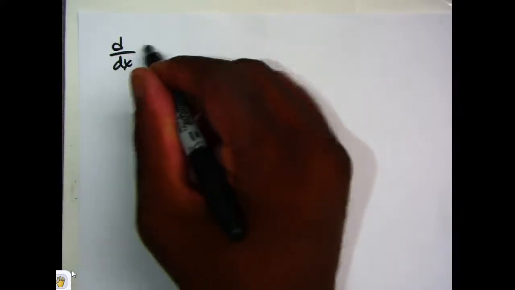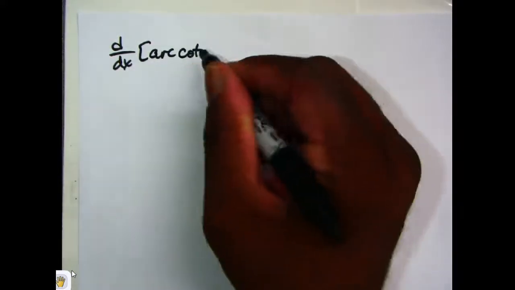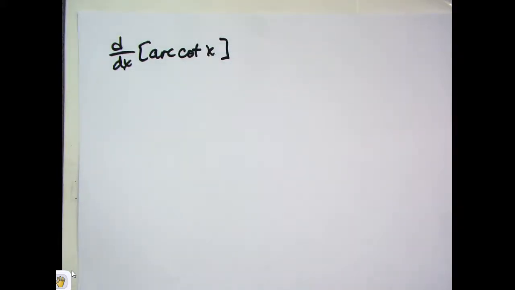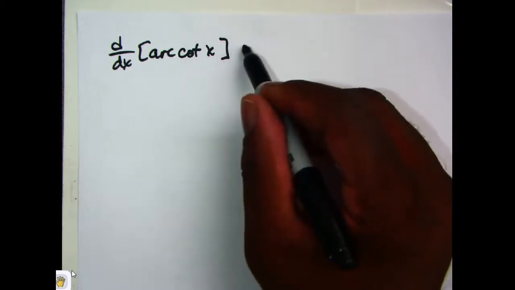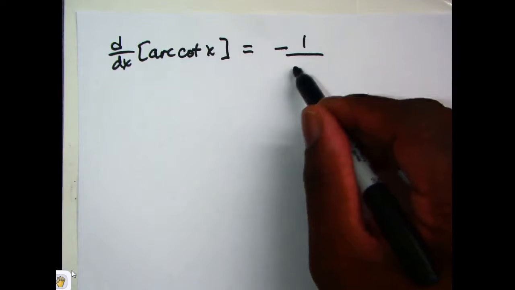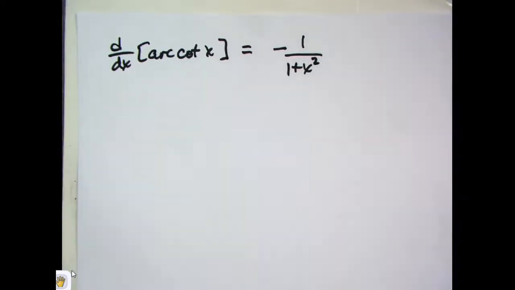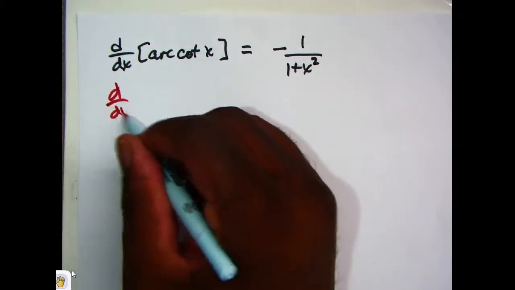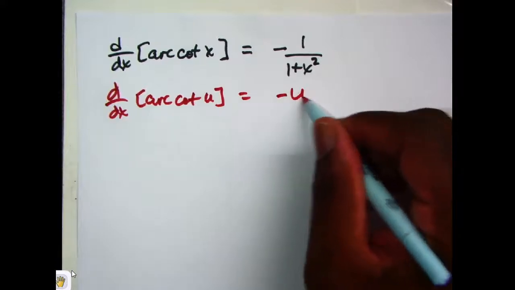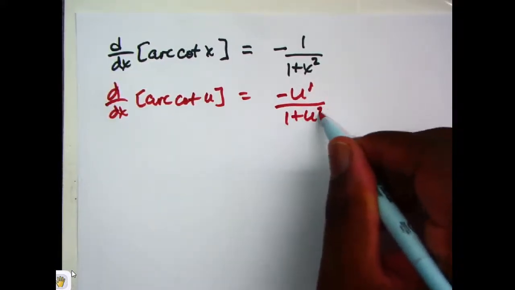Okay, so the derivative of arc cotangent is generated or derived in the same way. So I'll leave that to you as an exercise. But the answer there will be negative 1 over 1 plus x squared. And the derivative of arc cotangent of u will be negative u prime over 1 plus u squared.